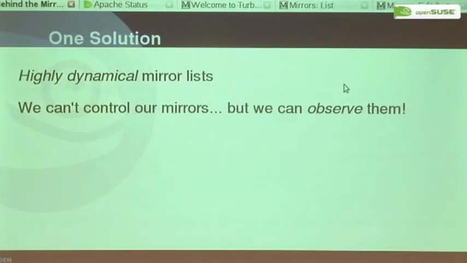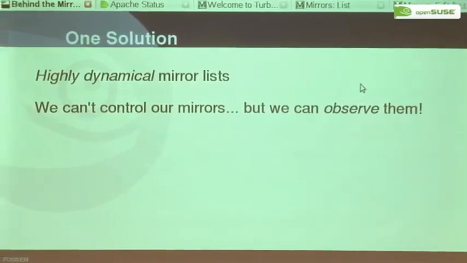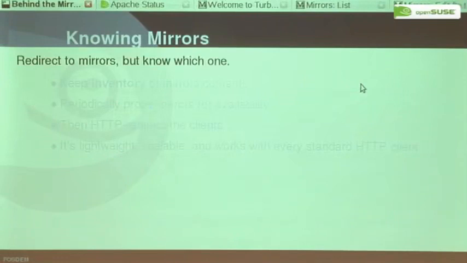So there is one solution, which is highly dynamically generated mirror lists. They virtually need to be created in real time. Even though we can't exercise any control over the mirrors, we can watch them carefully and see what's there. So that's what we are doing. We redirect clients to mirrors. That's what the redirector is about.